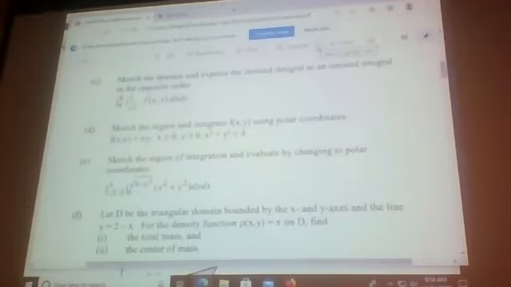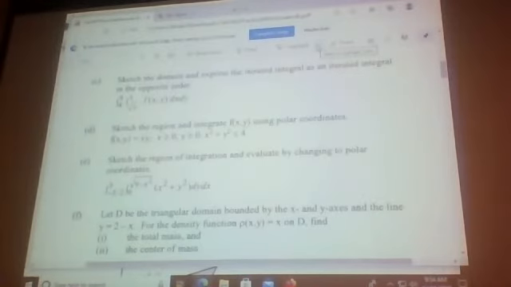2E, actually, this is a terrific problem because, look at the action. Yeah, this one is good. Okay, 2E. Sketch the region and evaluate it by changing to polar coordinates. I'm writing scribbly here.